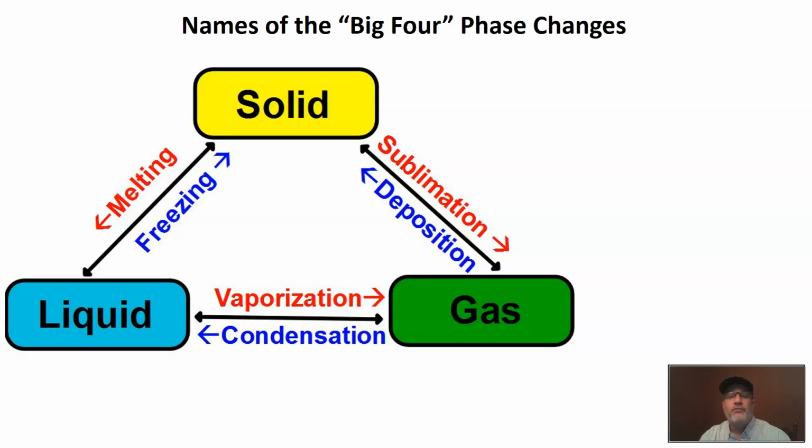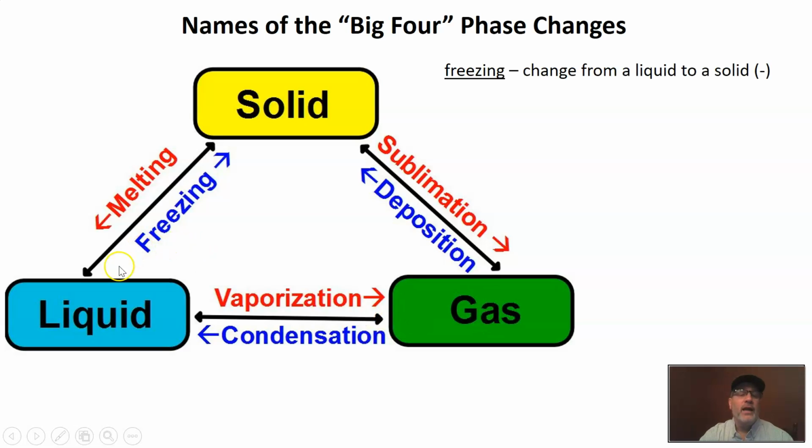So when we talk about phase changes, I want us to keep in mind the big four. And the big four are phase changes that you have undoubtedly seen and heard of before. The first one that I want us to take a look at is freezing. So freezing happens when a liquid turns into a solid.